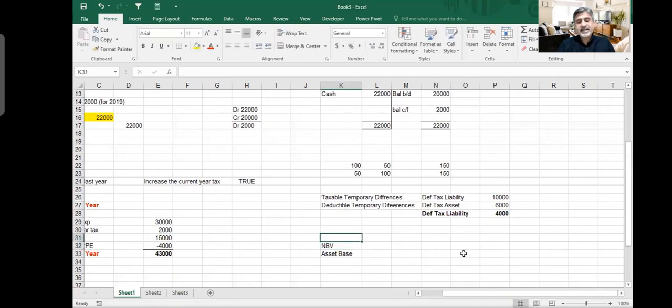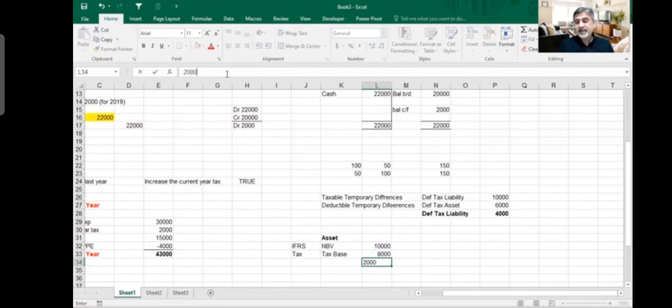Let's suppose there is an asset, a PPE, which has a net book value. Net book value means my IFRS balance sheet value. Net book value is 10,000. And then I have my tax base of the asset, which is for tax purposes, and this is 8,000. Now, there is a difference of 2,000.